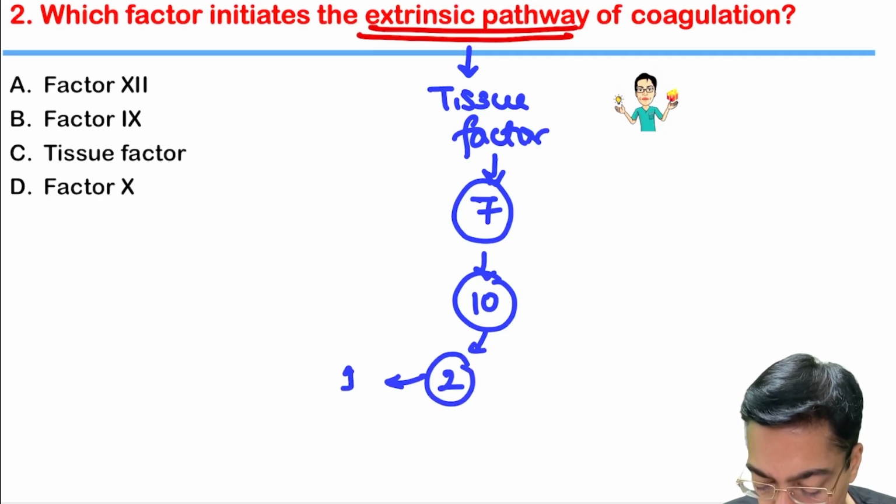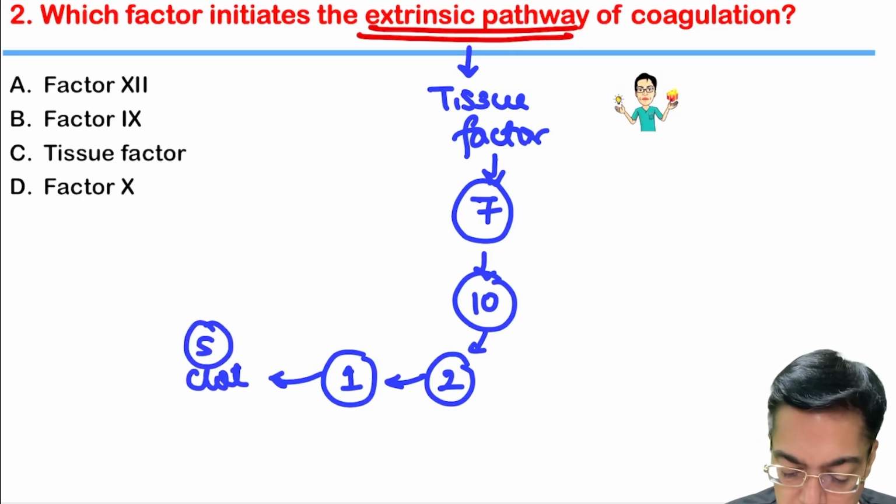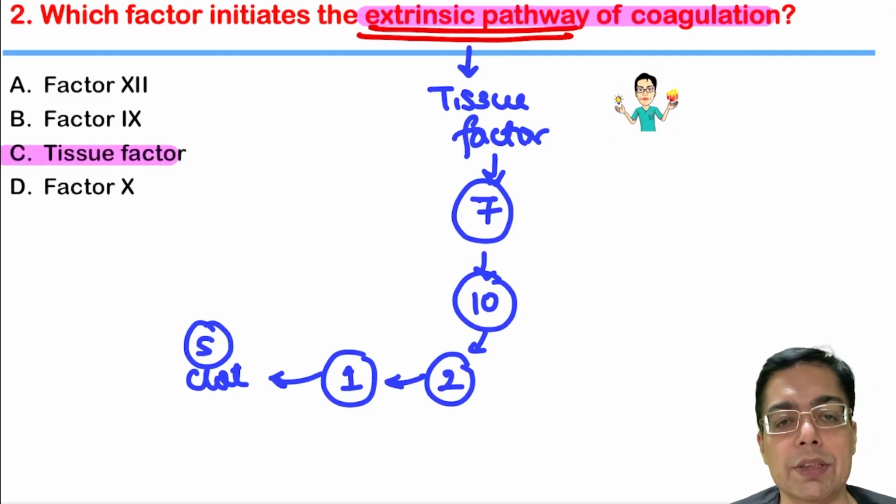Then we are going to be getting into activation of factor 1. And this, with the help of factor 13, is going to be responsible for the formation of a proper stable clot. So whenever I'm talking about the extrinsic pathway of coagulation, the extrinsic pathway of coagulation is going to be taken care of with factor option C over here, that is tissue factor.